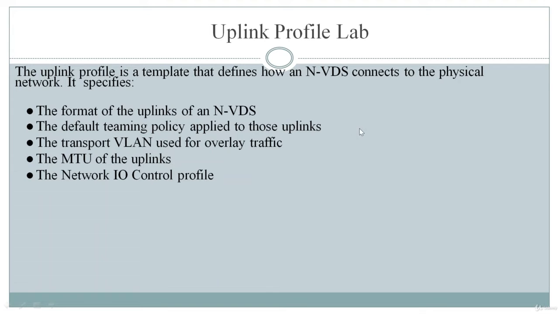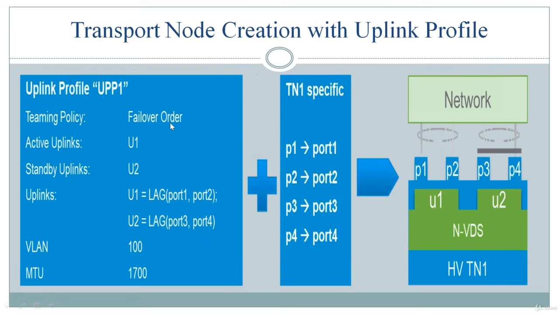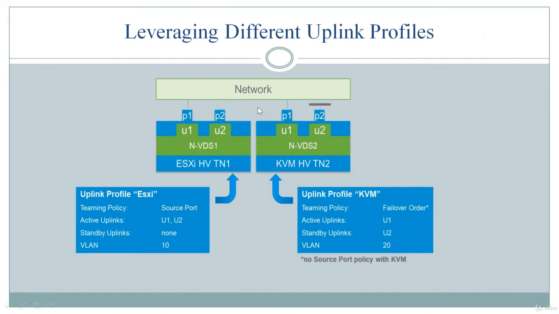The teaming policy, the transport VLAN, the MTU, the network IO control, etc. Network IO control is again something where we can go and create a network IO control profile. This we'll also see after this particular lab, after the uplink profile. We have a task here.